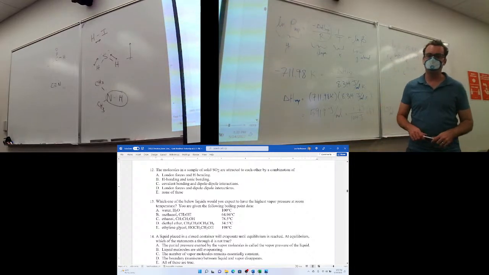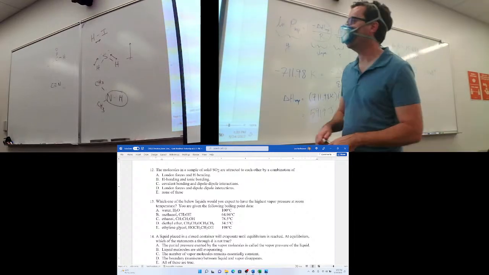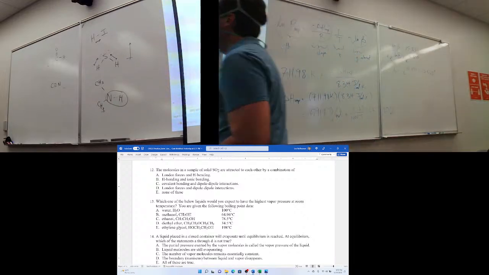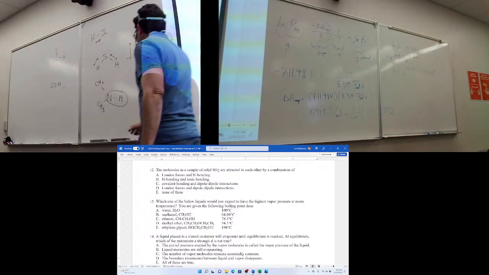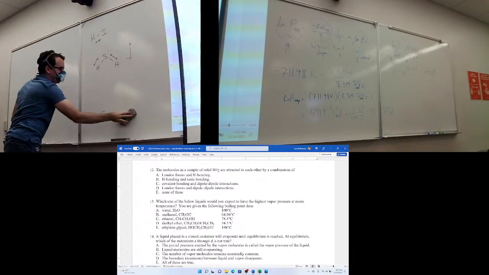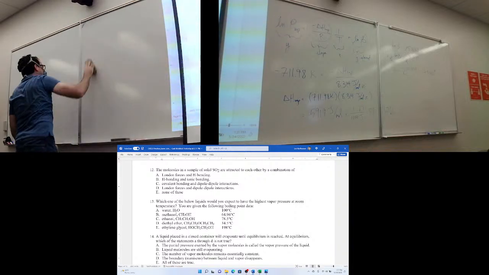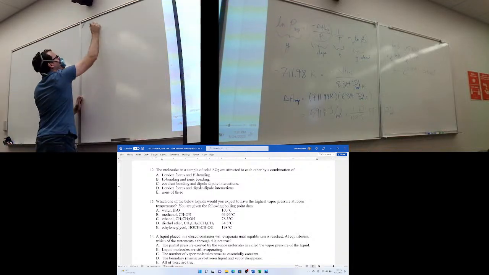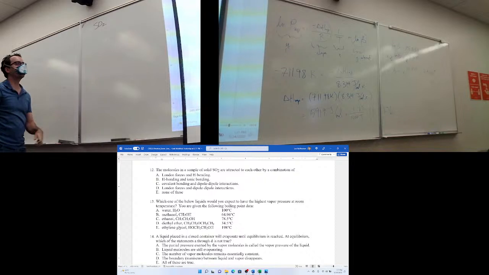Molecules in a sample of solid SO2 are attracted to each other by combination of what? So this is one that is useful to draw. And I'm going to do it from scratch just in case you've forgotten how to do Lewis structures. Just in case. So SO2, to do a Lewis structure, we're going to count valence electrons.